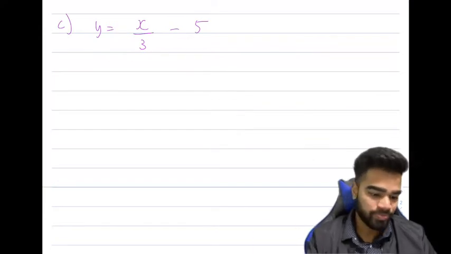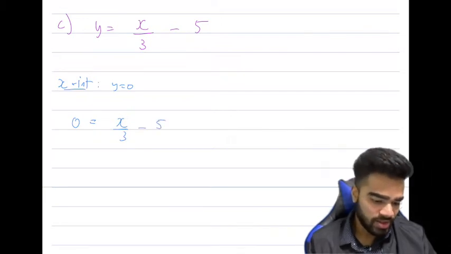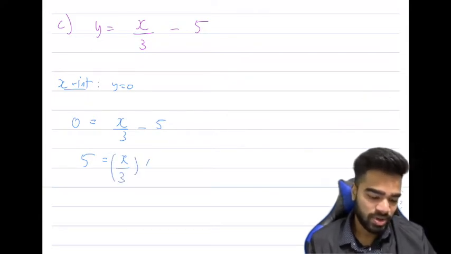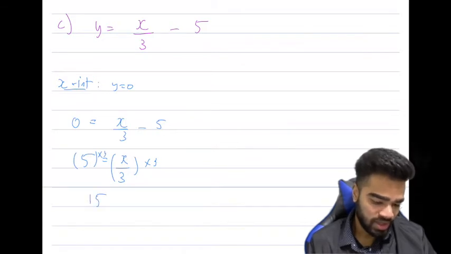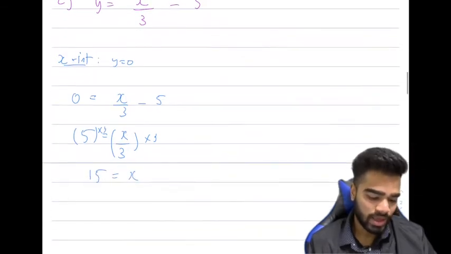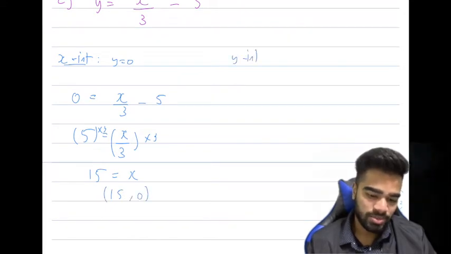So let's do it. First thing, I'll find the x-intercept. Again, the rule is y equals 0. So 0, because the y is there, is equal to x over 3 minus 5. Take 5 to the other side. 5 is equal to x over 3. Then multiply both sides by 3 to get the answer. 5 times 3 is 15, is equal to x. Okay, so the coordinates are 15 and 0.